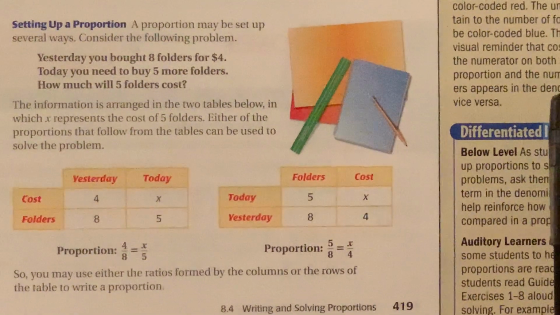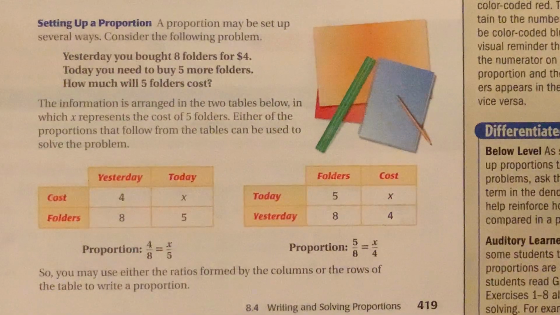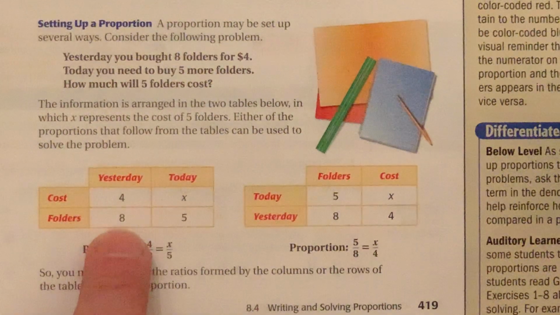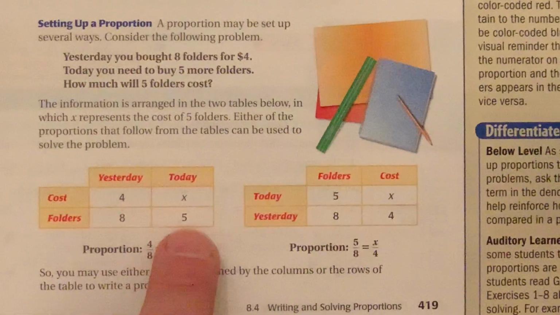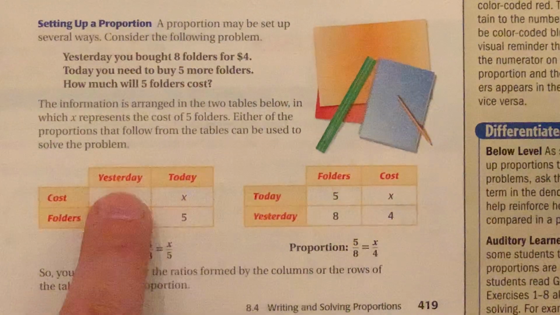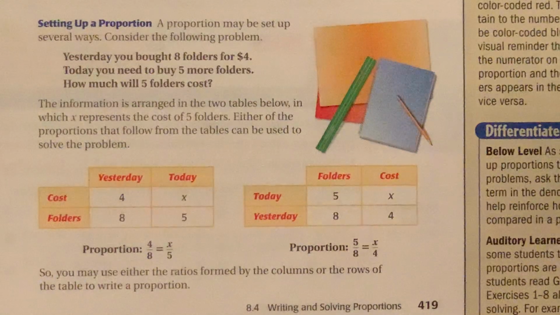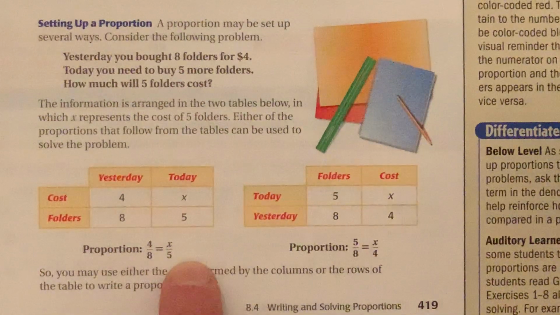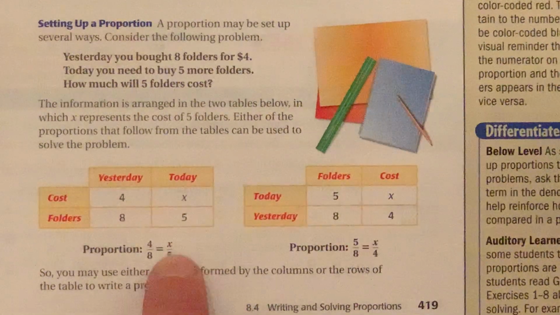If the cost of the folders yesterday was $4 for 8 folders, today it's going to be 5 folders, and the cost is going to be proportional. So there you go. That's how they set it up. 4 is to $8 as X is to 5. Sorry.